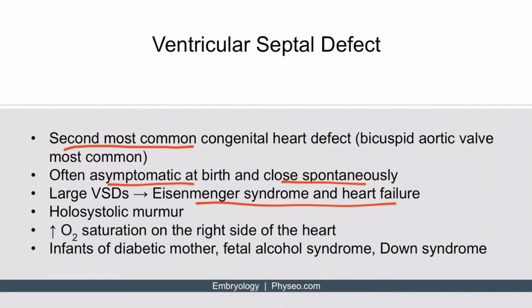A VSD may present with a holosystolic murmur, depending on the size, and because this is a left to right shunt, there will be an increase in O2 saturation on the right side of the heart. Finally, VSDs are associated with infants of diabetic mothers, fetal alcohol syndrome, and Down syndrome. All right, let's pull up an image and talk about the physiology in a bit more detail.